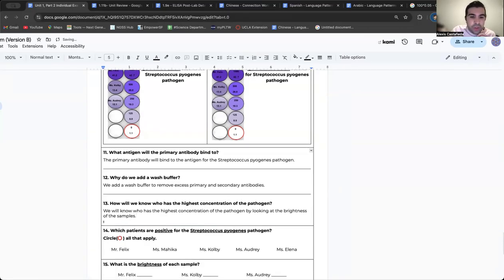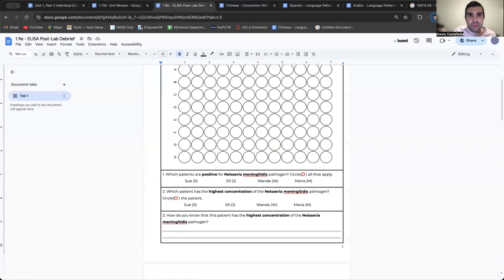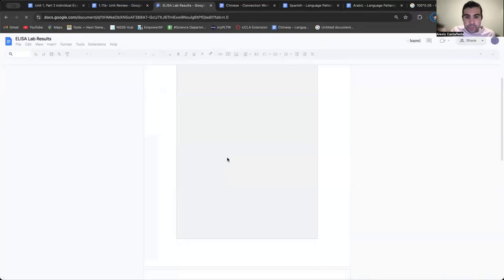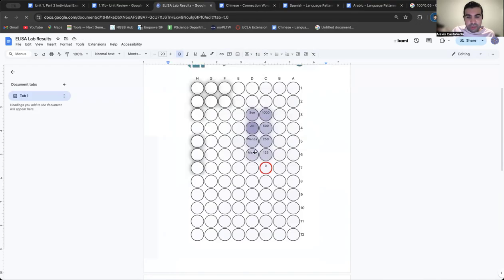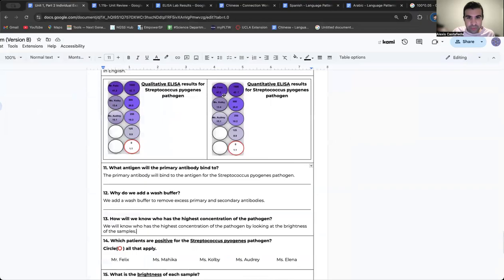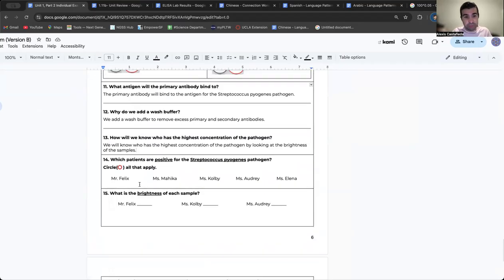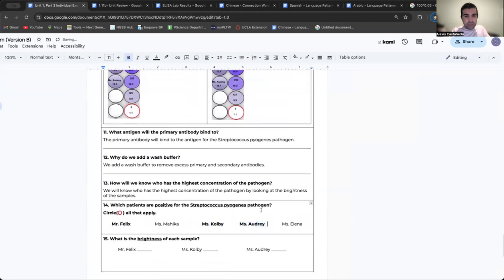Okay. Which patients are positive for Streptococcus pyogenes? If we remember back here, our samples for Sue, Jill, Wanda, and Maria were all positive. In the ELISA lab results, we had 4 people. Sue, Jill, Wanda, and Maria all had samples with color. So all of them have the disease. So in this case, we have Mr. Felix, Miss Colby, and Miss Audrey that have color in their sample. That means all 3 of them have the disease. So we have Mr. Felix, Miss Colby, and Miss Audrey. Those 3 have the disease, have the pathogen.